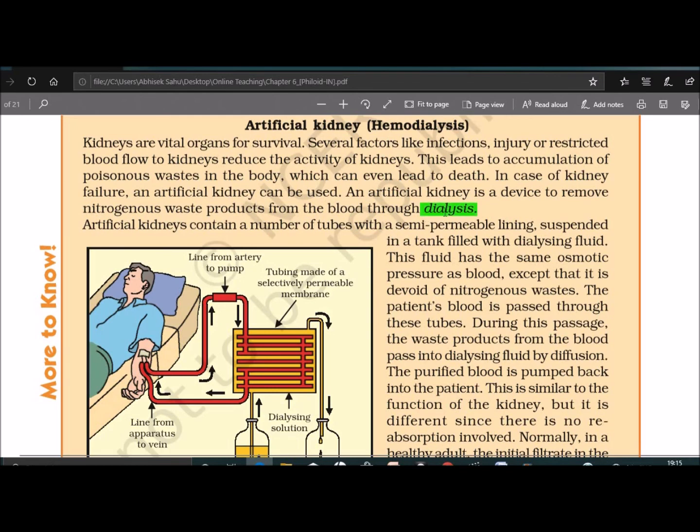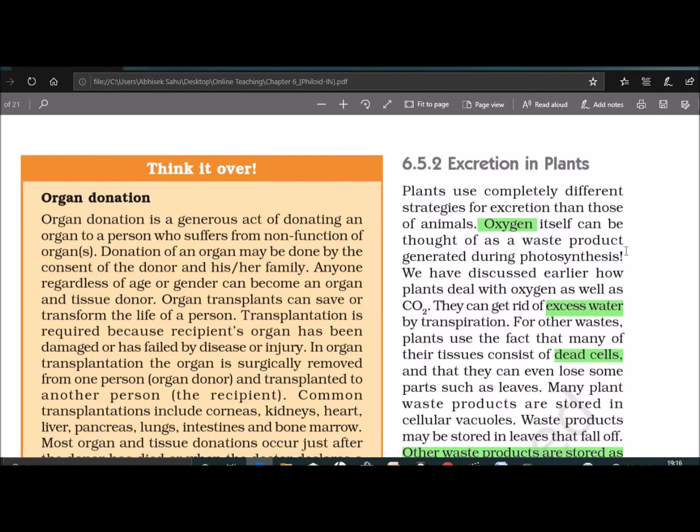So this is dialysis. Dialysis is one of the treatments of kidney failure by using a dialysis machine, which becomes a supplement or an artificial kidney. Now we will learn about excretion in plants.